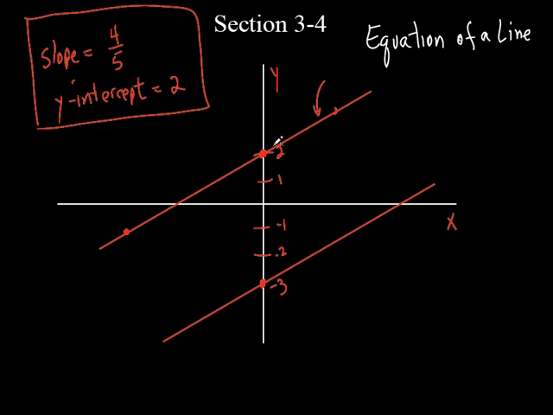On this line right here, what do we know about this line? We know two things. We know the slope and we know the y-intercept. So this equation of a line is going to have those two things in it. It's going to have the slope in the equation, and it's going to have the y-intercept in the equation.